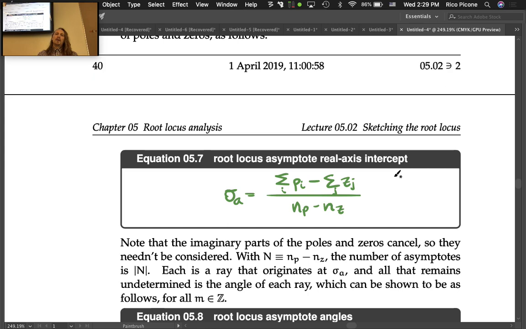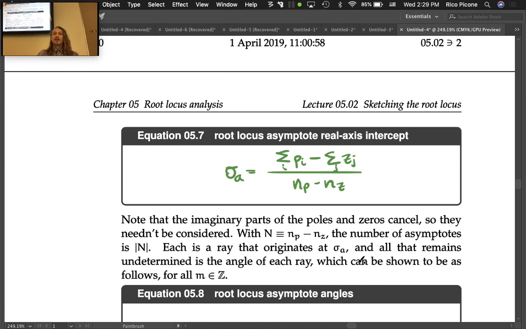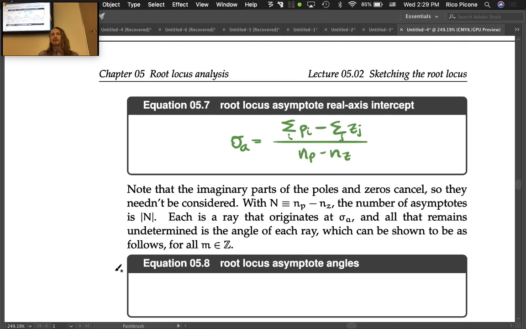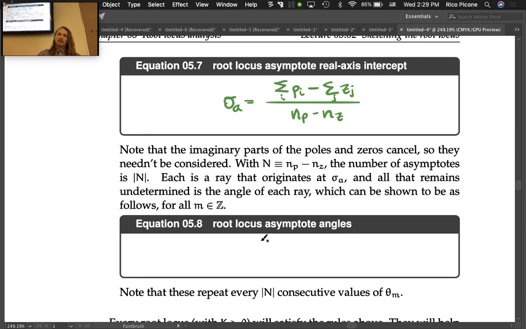Good. With capital N being defined as the difference between the number of poles and the number of zeros, the number of asymptotes is the absolute value of N. Usually it's going to be positive. Each is a ray that originates at sigma A, and all that remains undetermined is the angle of each ray, which can be shown to be as follows for all integers m. So our theta m, the angles of the asymptotes, are (2m plus 1) pi divided by n_p minus n_z.